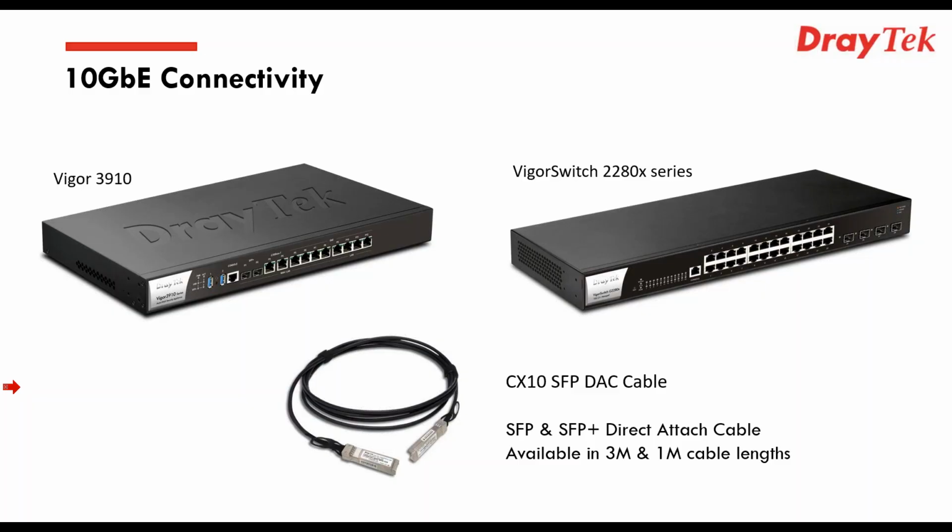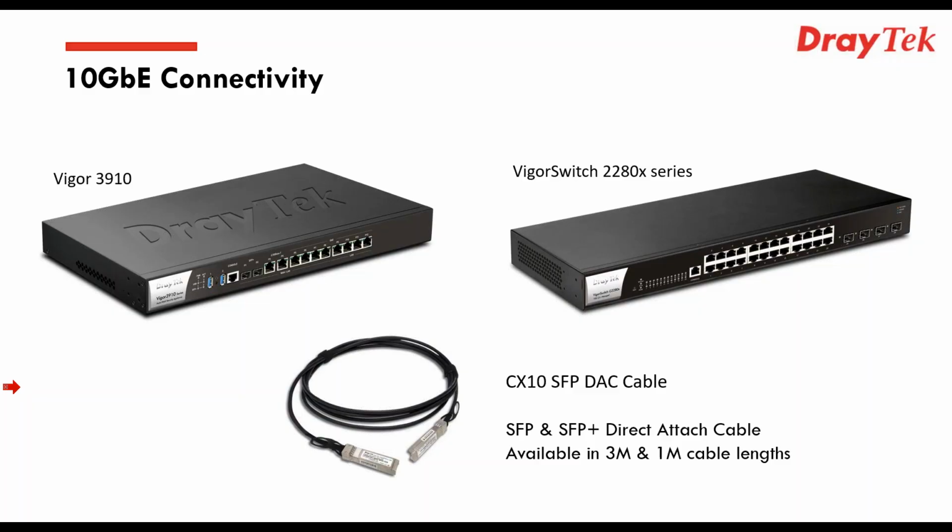in the range at the moment some Vigor switches. Currently we have the 2080X series. The X here indicates on the switch that it actually supports 10 gig throughput, and we will also have some more 10 gig throughput switches that will be coming through in the range shortly. So do look out for those, and this is something that you can actually connect up to the Vigor 3910 and actually make use of that 10 gig throughput today.